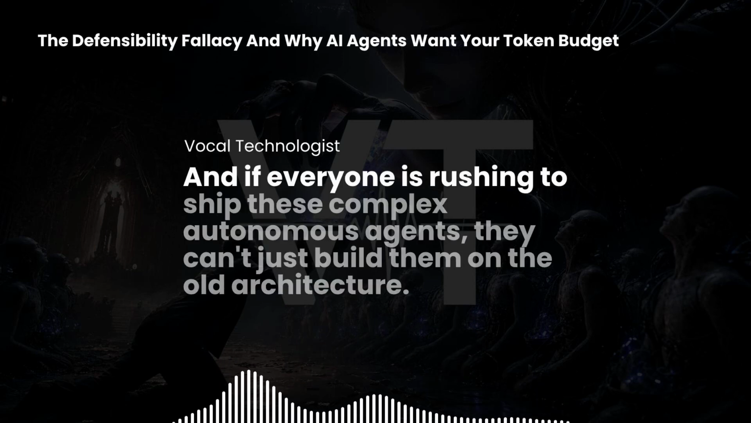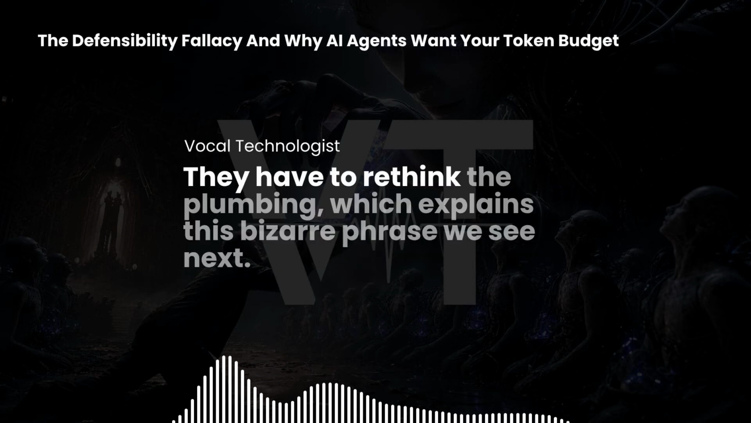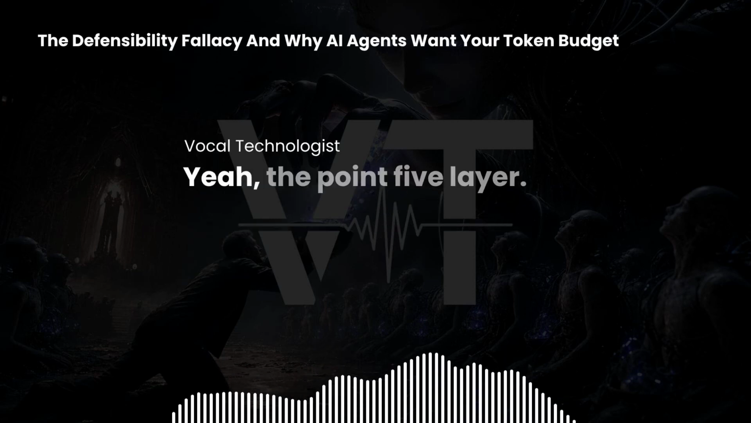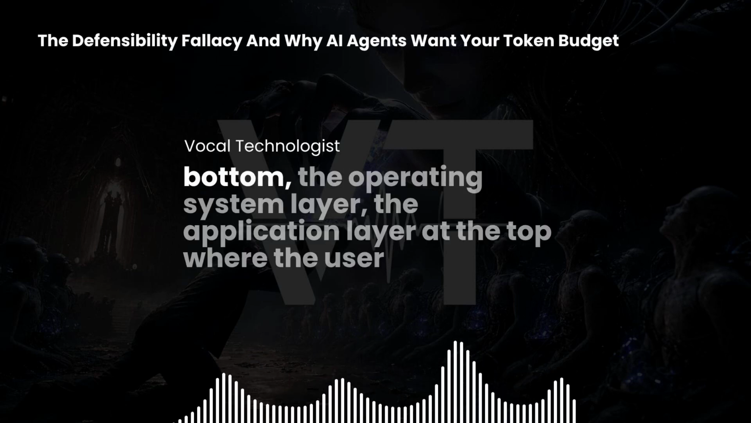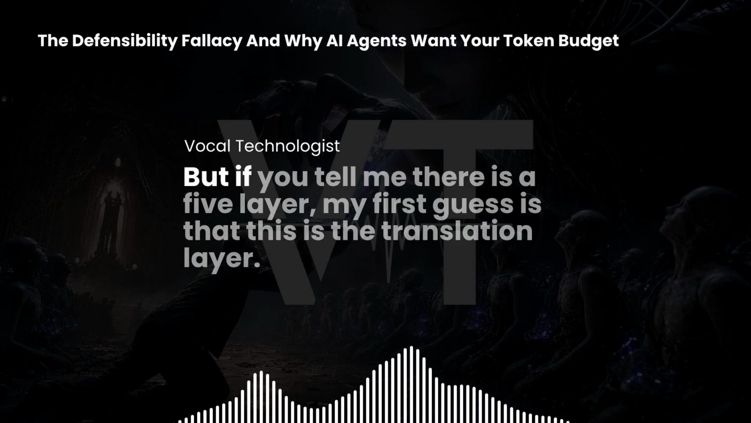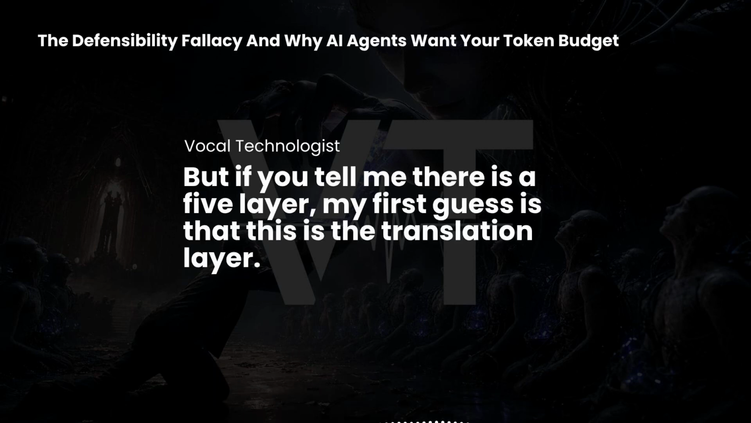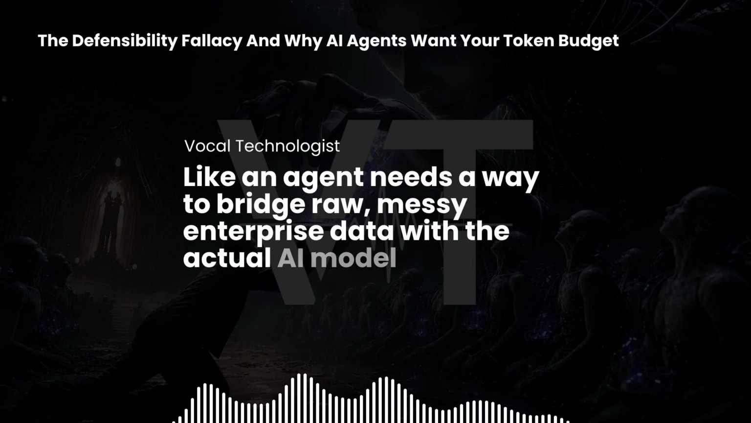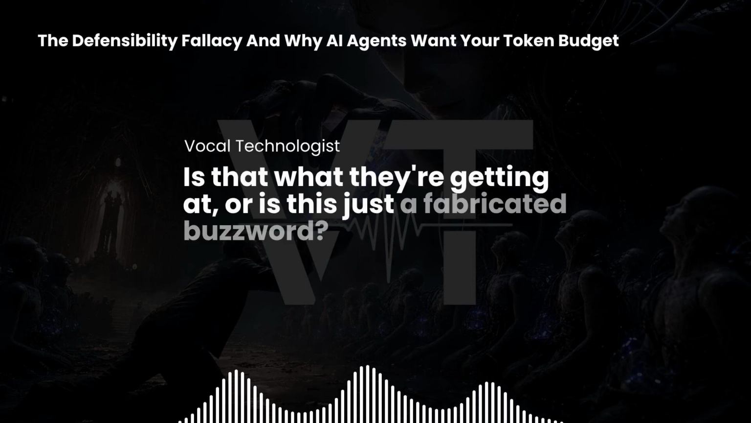And if everyone is rushing to ship these complex autonomous agents, they can't just build them on the old architecture. They have to rethink the plumbing, which explains this bizarre phrase we see next, the 0.5 layer. Yeah, the 0.5 layer. Right, because a layer usually refers to the tech stack. You have the hardware layer at the bottom, the operating system layer, the application layer at the top where the user interacts. Standard stuff. But if you tell me there is a 0.5 layer, my first guess is that this is the translation layer. Like, an agent needs a way to bridge raw, messy enterprise data with the actual AI model before it reaches the application layer. Is that what they're getting at, or is this just a fabricated buzzword?